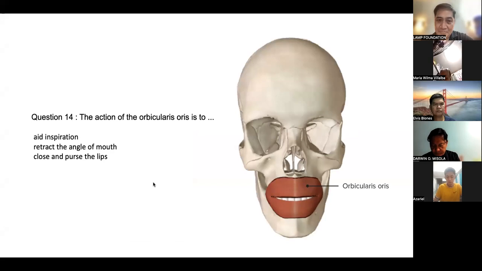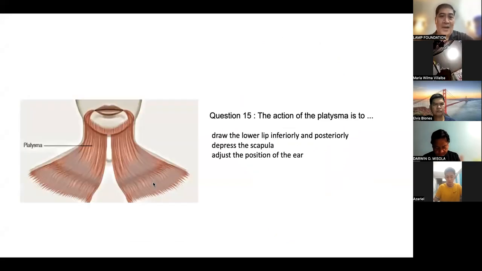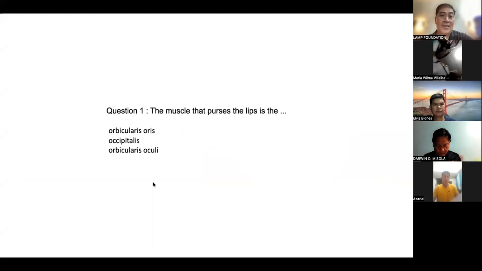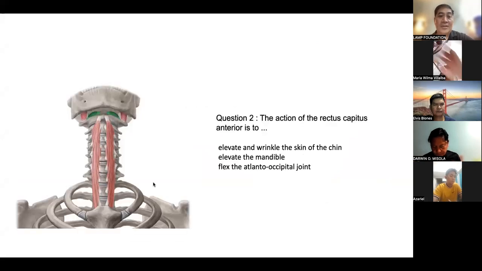Close and purse the lips. Okay. The action of the platysma. Draw the lower lip inferiorly and posteriorly. Good. The muscle that purses the lips is the what? Orbicularis oris. Good. The action of the rectus capitis anterior is to?